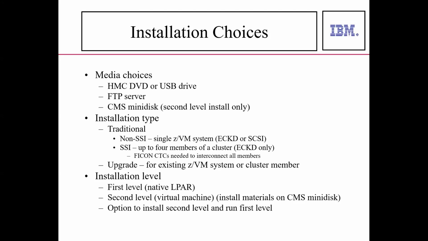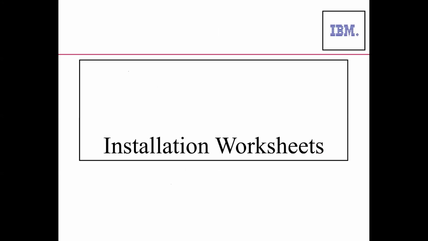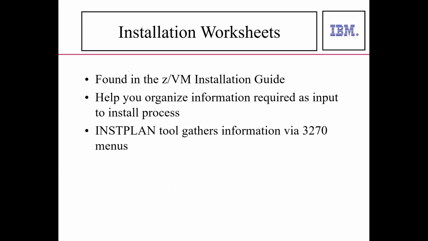What we're going to see when we look at the installation menus is there is an option to install second level but run first level when you're installing an SSI cluster, and that's a really handy choice, particularly if you have a VM LPAR where you can gain access to the DASD that's going to be used in the LPARs that represent the members of the cluster. You can do the install second level, having everything set up for execution first level, and that again makes the install process quite easy.